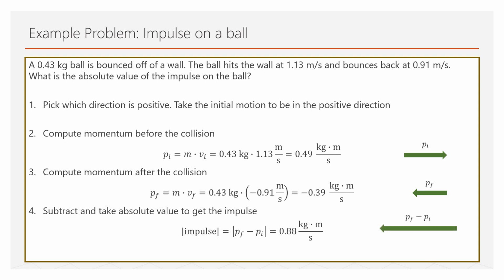This green arrow represents the impulse vector. And you can see that it is the result of subtracting the final and initial momentum vectors.